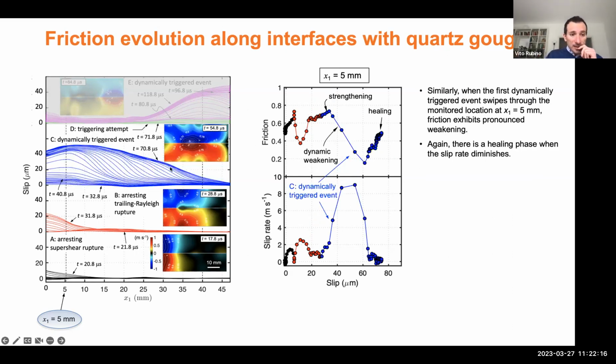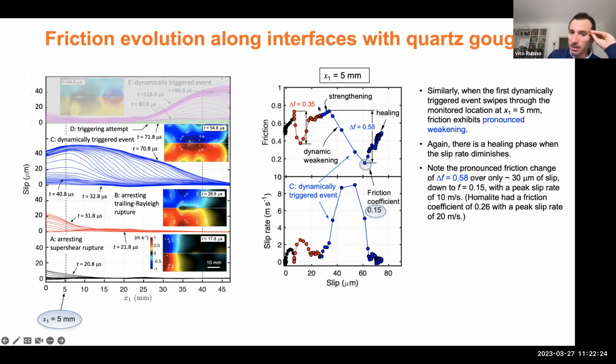And then we have this other event, which also is characterized by strengthening, weakening, and healing. But note the drop in friction. So we go from 0.35 to 0.58. So these are important changes in dynamic friction. Now, one thing to notice, for example, that for this second event, we go all the way to 0.15 with a slip rate of around 10 meters per second, whereas with Homalite, we could only reach 0.26 with 20 meters per second. So this indicates that slip is actually happening in gouge, and that gouge weakens in a more pronounced way.